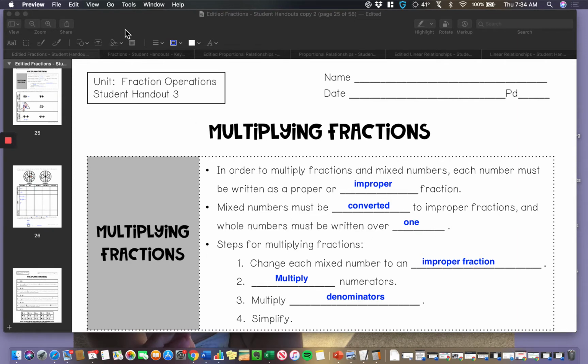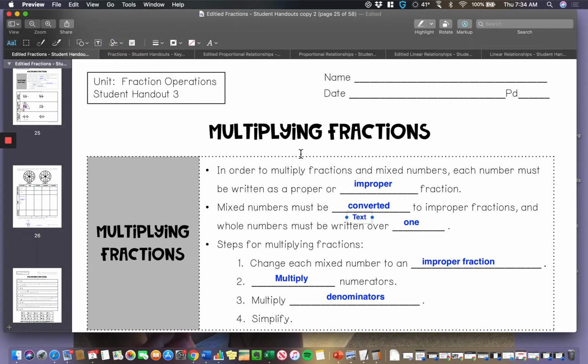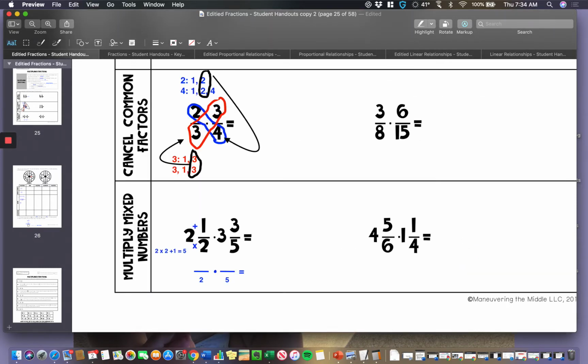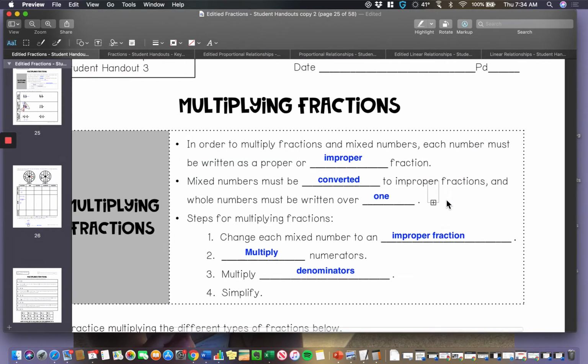So, if you have a whole number here of 3, you might remember that I'm going to write this fraction over 1. So if I have the whole number 3, I'm going to put it over 1. Okay?